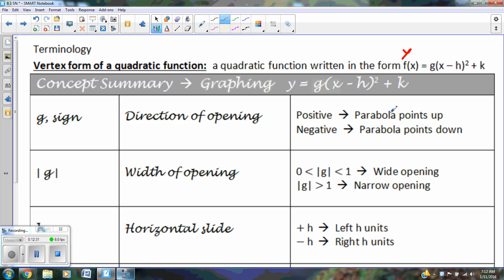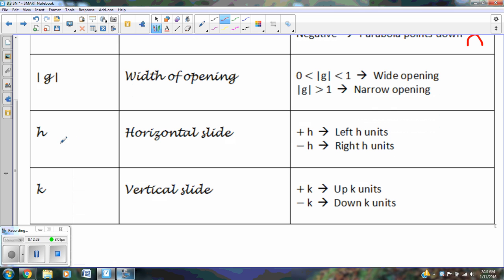Now g, the sign of that, is the direction of the opening. If g is positive, then it points up. If g is negative, the parabola is going to open down. So it would look like this or like this, depending on if g is positive or negative. The absolute value of g is the width of the opening. If the absolute value of g is in between 0 and 1, so it is a fraction or a decimal, it makes a very wide opening. If it's greater than 1, it makes a very narrow opening. And if it's exactly 1, then it's our normal parabola.